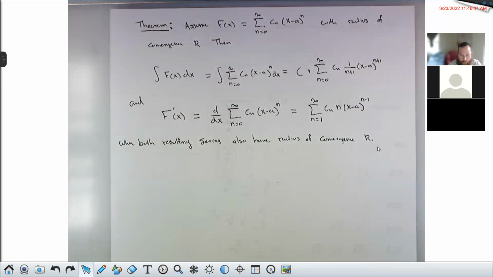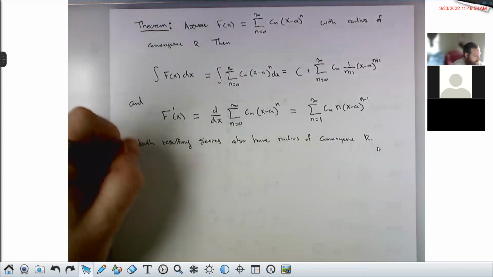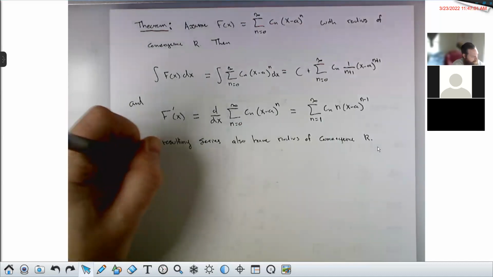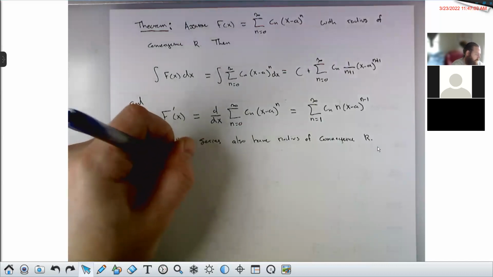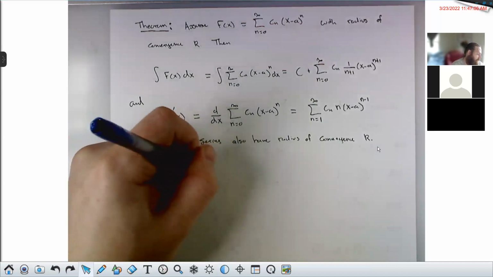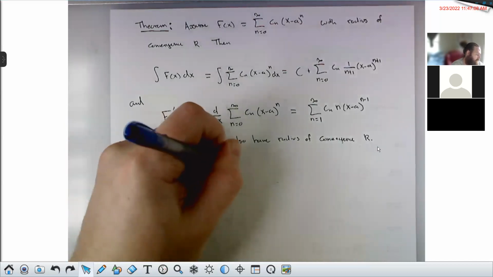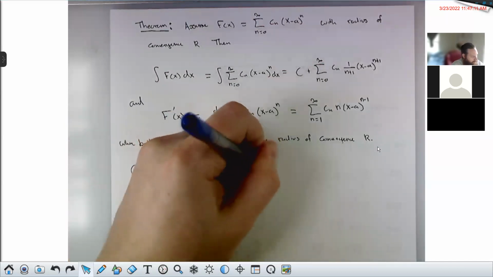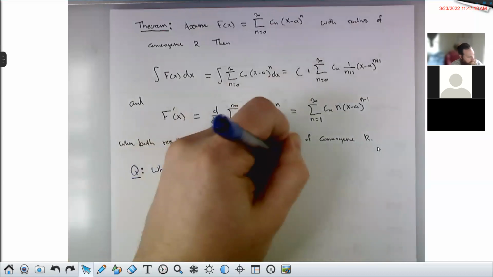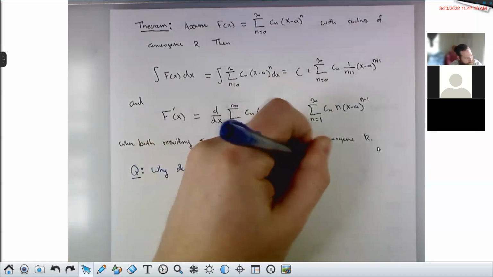I'm not going to prove this to you. The proof is very straightforward. If you're just thinking about the symbols, you just integrate one term at a time or differentiate one term at a time. But I do want to address this issue of bumping the starting index. So why does sigma n equals 0 to infinity become sigma n equals 1 to infinity for f primed?